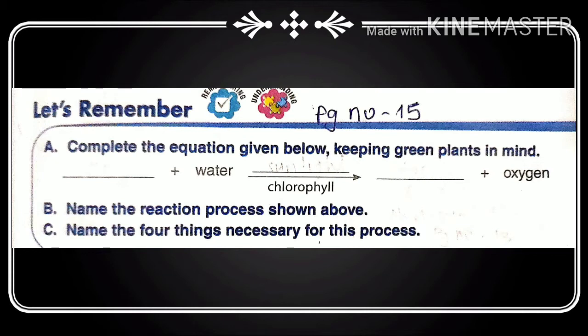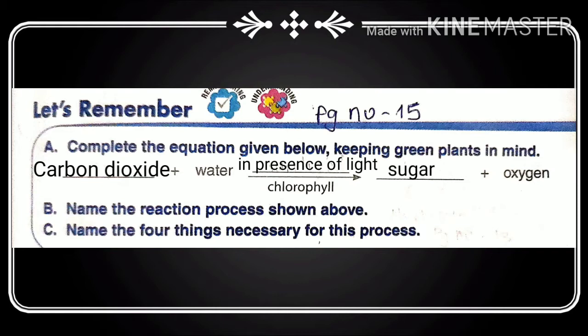Now you have to see the photosynthesis part. In that one equation is given. Accordingly you have to fill this equation. So here is the answer, that is carbon dioxide plus water in presence of light and chlorophyll, it gives sugar and oxygen. The second question is, name the reaction process shown above.